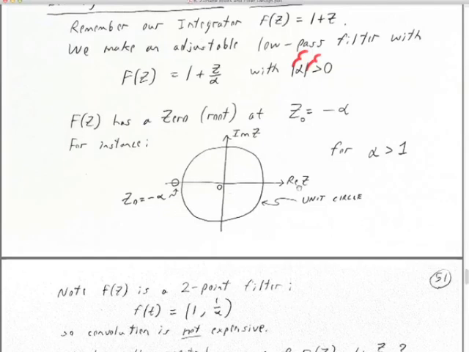All right. So here's an example for an alpha greater than 1. This filter could also have alpha less than 1, but here we're making it greater than 1. So that moves the root outside the unit circle. So z0 is at minus alpha, and alpha is greater than 1, so it's outside the unit circle, okay?